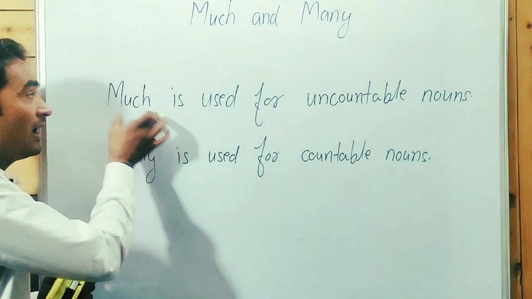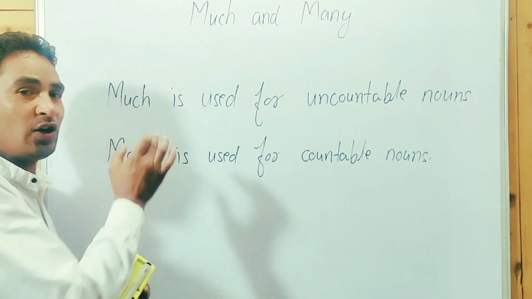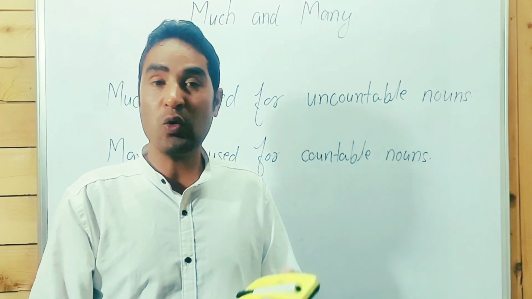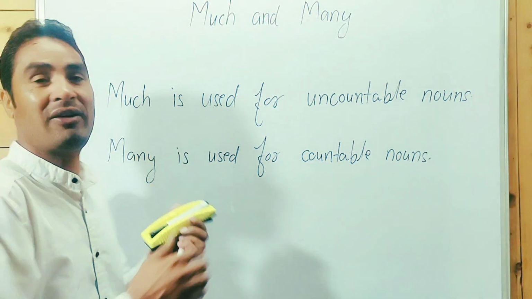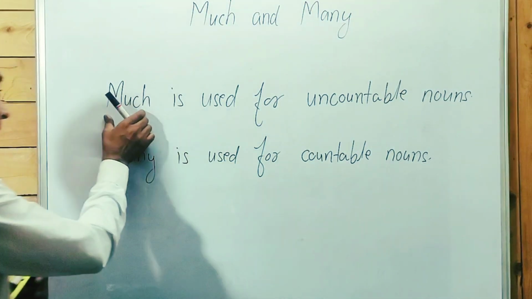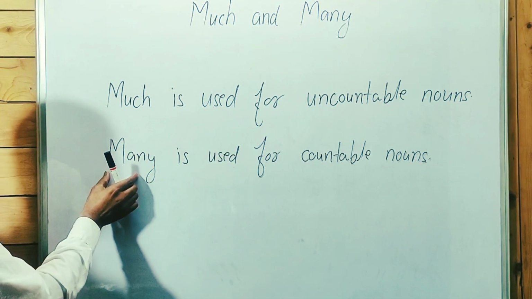We don't say many water. No, it's an incorrect sentence. Water is an uncountable noun. We can't use many for an uncountable noun. Okay, this is the first difference between much and many.